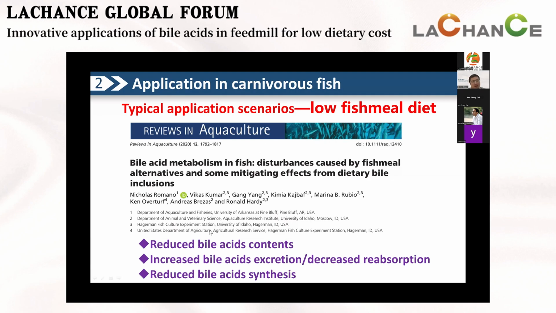And why would the bile acids be reduced in the low fish meal diet? We think it's mainly due to 3 reasons. The first is that the bile acids content is reduced, because bile acids are higher in the fish meal and animal protein, but very low or absent in the plant protein. So if you replace the fish meal, the bile acids content will be reduced.